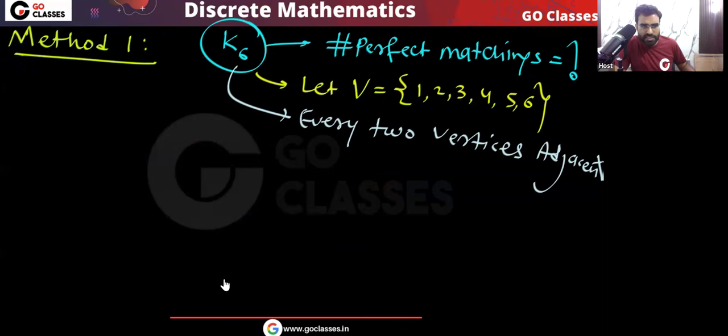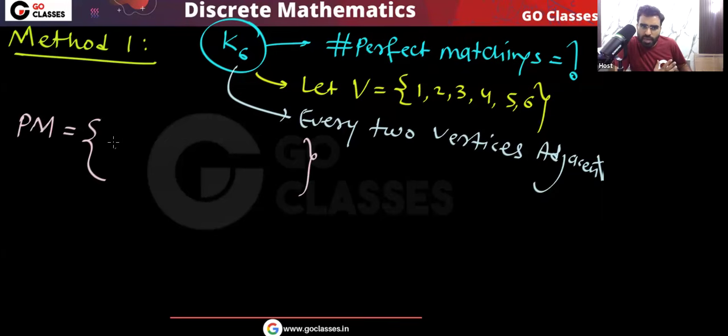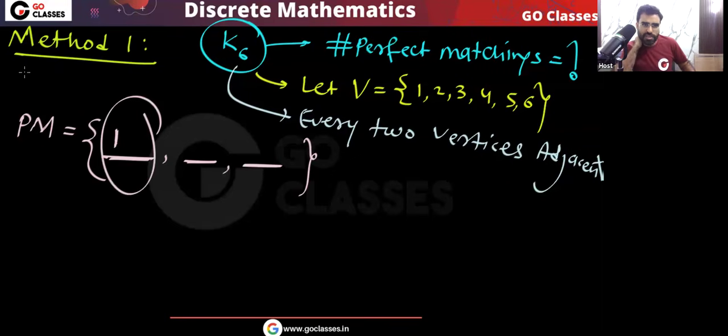Now let's see how many perfect matchings there will be here. If I'm creating a perfect matching, it is guaranteed that I must cover vertex 1, because a perfect matching covers all the vertices. Matching is a set of edges, so I must take an edge which is incident on 1. Whatever perfect matching I create, I must take an edge incident on 1.